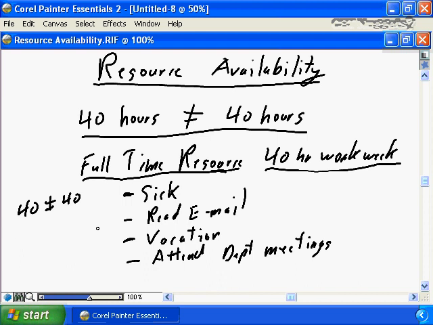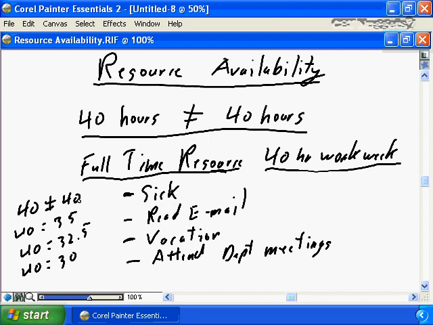What's the right number? Does 40 hours equal 35? Does 40 hours equal 32 and a half? Does 40 hours equal 30? Unfortunately, I can't tell you what that right number is. That right number is going to depend on the length of your project.